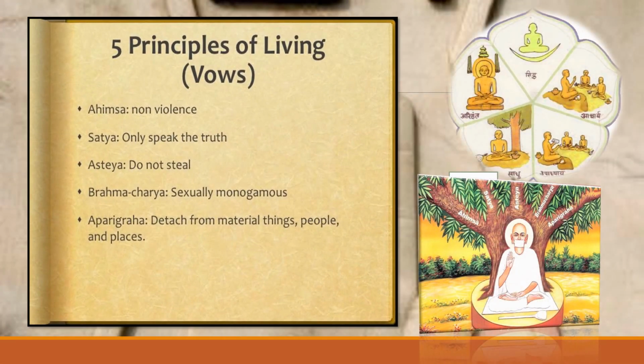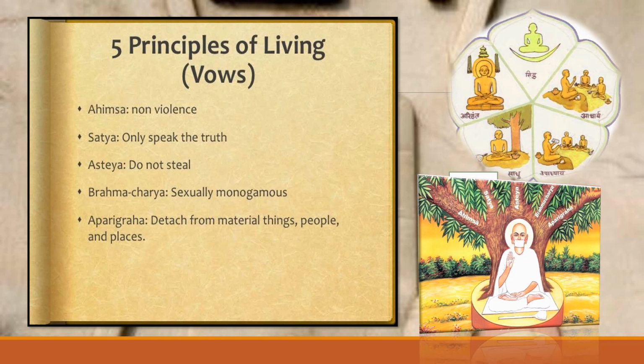Let's learn the five principles of living, or vows, of Vardhaman Mahavir. On your screen, you can see the five principles. Let's learn them in detail. Ahimsa means non-violence. No living being should be hurt, injured, or harmed through one's behavior. Second, Satya means truth. Every speech and action should be true.